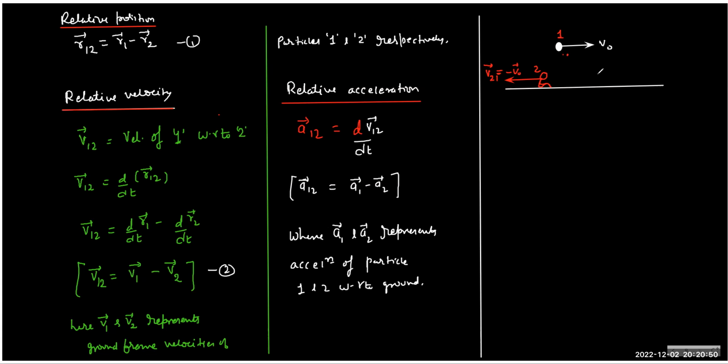Now this guy who is the observer, the moment you become observer, will you see anything about yourself? If you become the observer, and if I ask you, what is your position with respect to yourself, what will you say? How far are you from yourself? The answer is 0. If I ask you, what is your velocity with respect to yourself, what is the answer? 0. What is your acceleration with respect to yourself? The answer is 0.